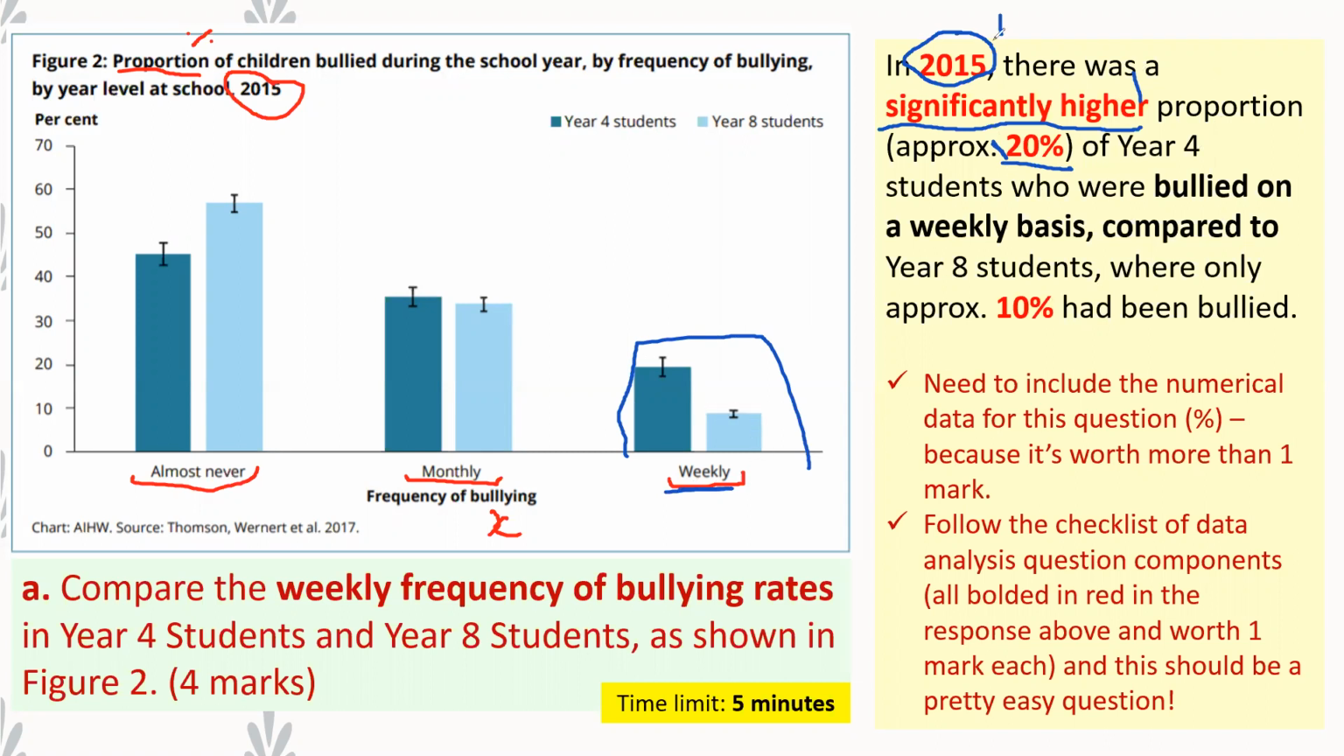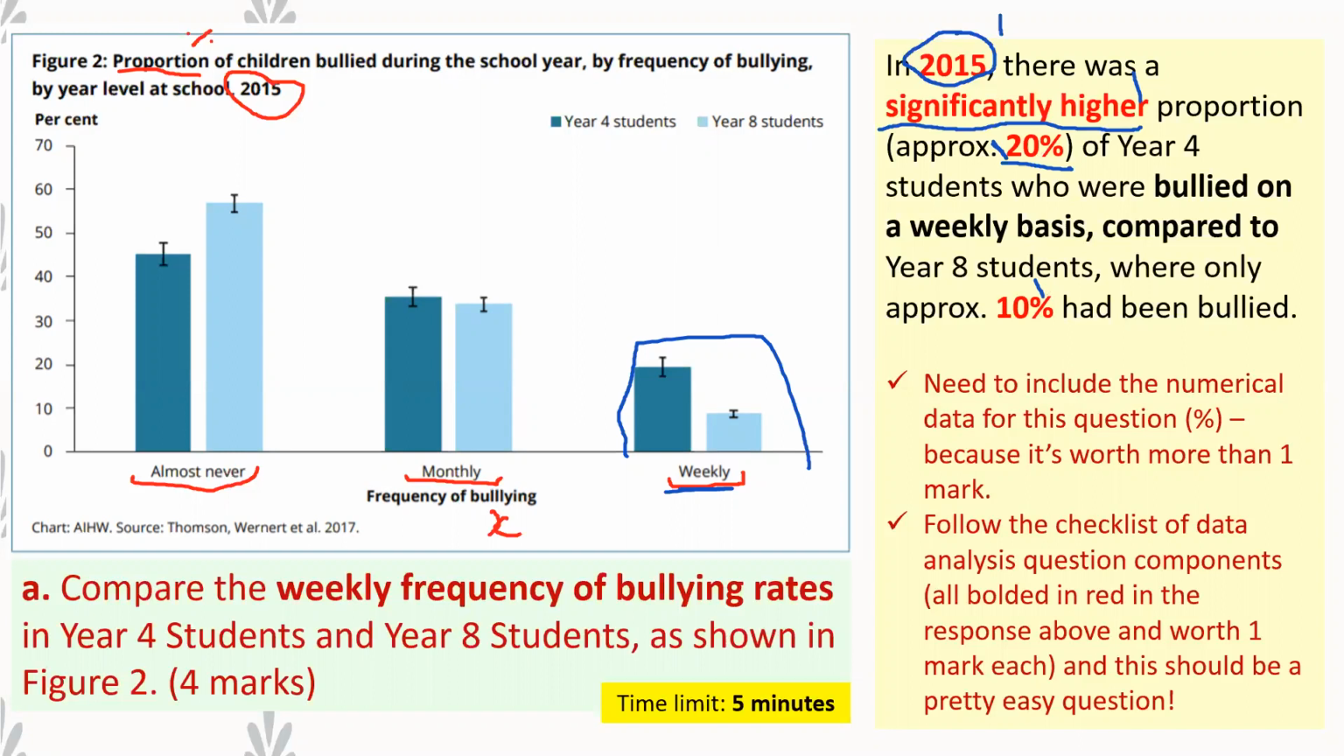Simple as that. Just 1 mark for the year, 1 mark for the descriptive wording of significantly higher, lower, whatever. 1 mark for mentioning the numerical data for the year 4 students, 1 mark for mentioning the numerical data for the year 8 students. So it's as simple as that. It's just basically going through our checklist. Remember, I gave you that checklist of components when we do data analysis questions, and essentially that's all you really have to do.